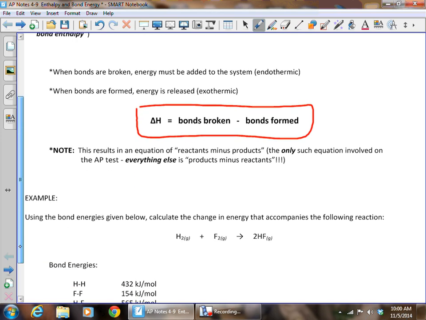Now, what this ends up doing is resulting in something exactly the opposite of all of the other equations we've used for this. Instead of being our normal products minus reactants, this one, and only this one, is reactants minus products. So when bond energies are involved, and it tells you energies of bonds or gives it in some kind of terminology like that, you have to remember it's reactants minus products.